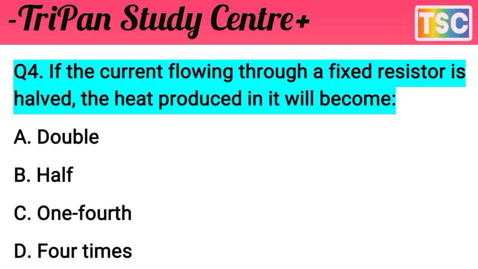The next question: if the current flowing through a fixed resistor is doubled, the heat produced in it will become. The question is clear. A, double. B, half. C, one-fourth. D, four times. That's an important question, but first of all, note your answer in your notebook. I give you a few seconds.